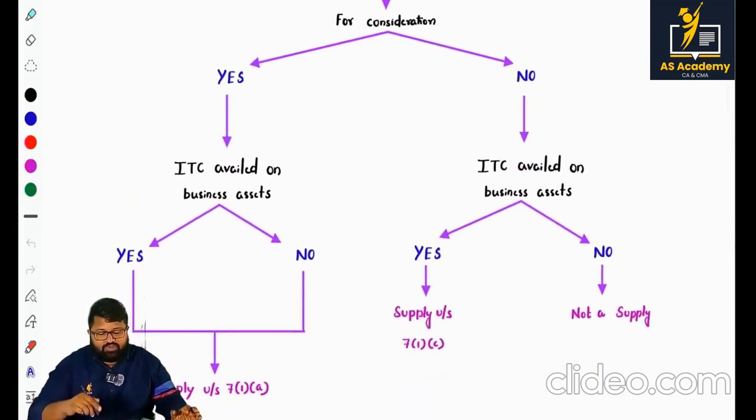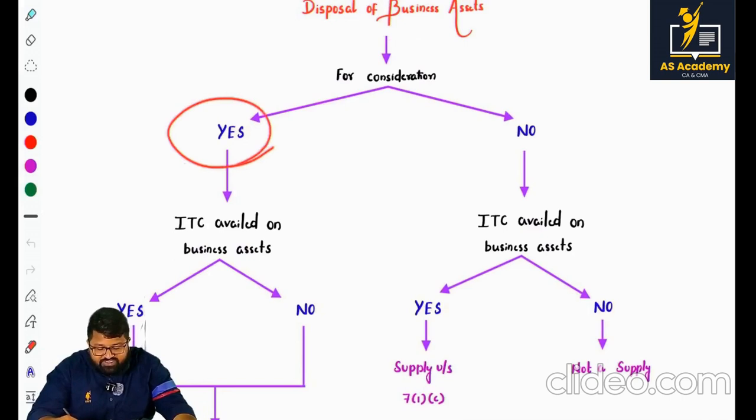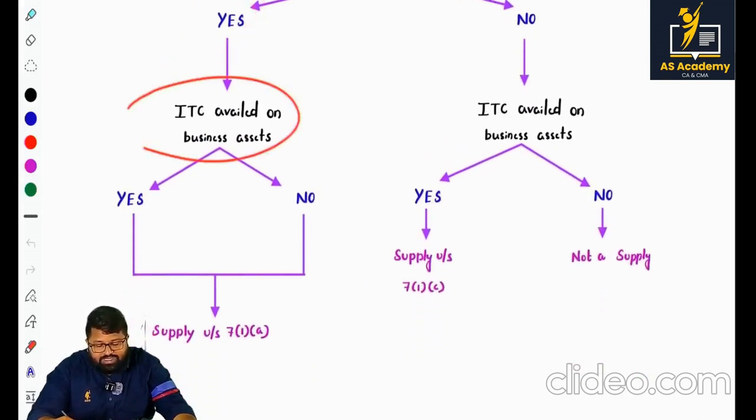What about the business assets, ma? Disposal of business assets. Sir, is the consideration present or not? That is the first question. So if the consideration is present, yes, then what is the point, ma? ITC availed on business assets, yes or no? Then it is supply.